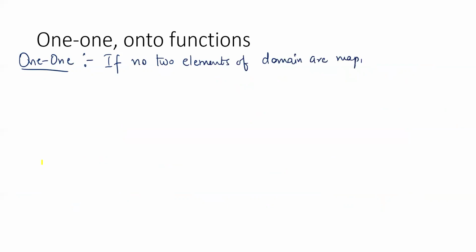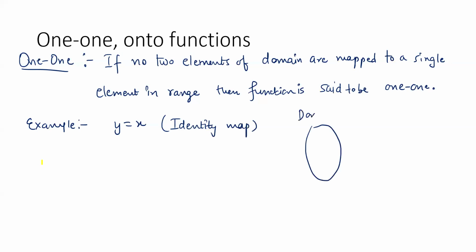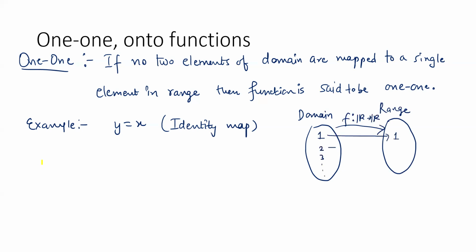And now I'll be talking about another very popular term which is used very frequently in this concept. What do you mean by one-one or onto functions? So one-one is if no two elements of the domain are mapped to a single element in the range, then the function is said to be one-one. For example, y is equal to x, identity function. So this is like domain, this is the range of this. So you can see 1 is mapped to 1, 2 is mapped to 2. So this is a one-one map.